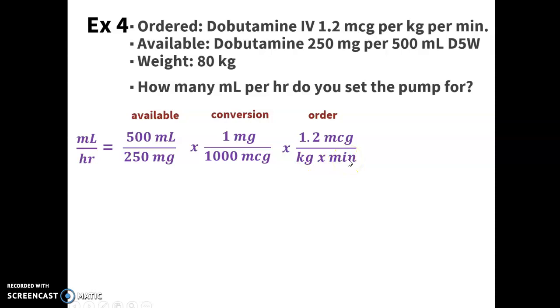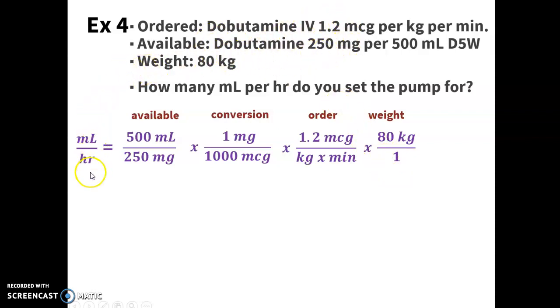Well, we've used up the order, we've used up the available. We still need to talk about the weight, so that would get rid of the kilogram here, right? Kilogram at the bottom means we need kilogram at the top. And they did tell us that the weight is 80 kilograms. Pair that with a 1. You don't pair weight with anything else, so it just goes with a 1. But we're out of information now, and I don't think we're quite finished.